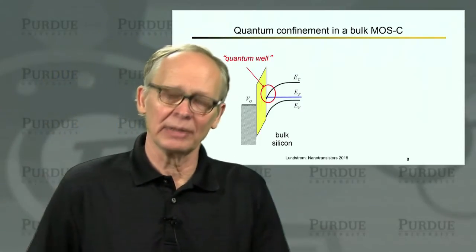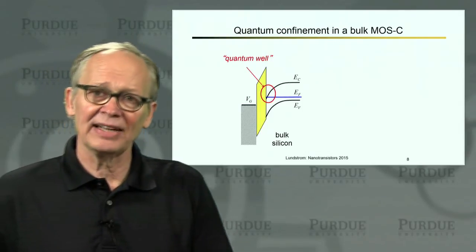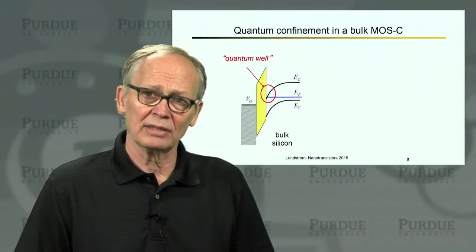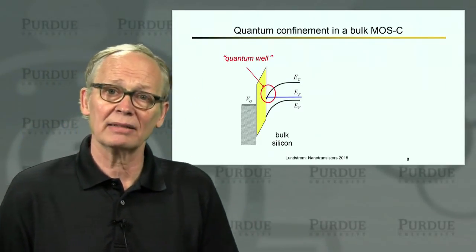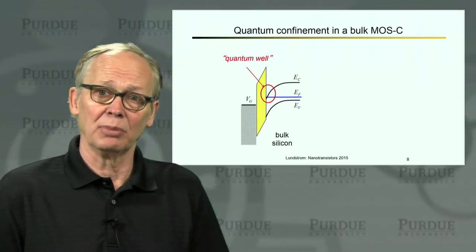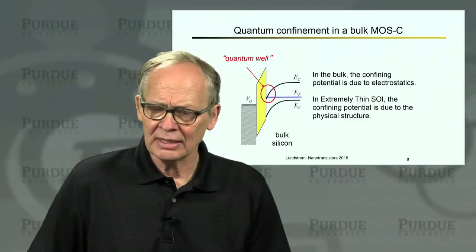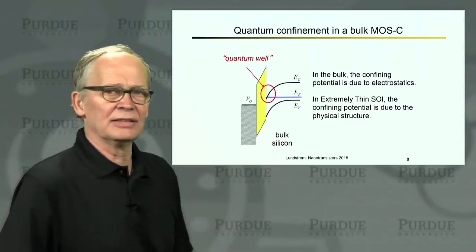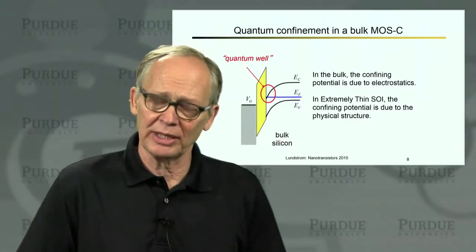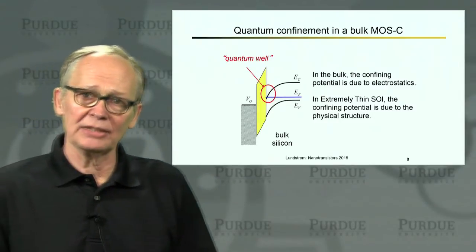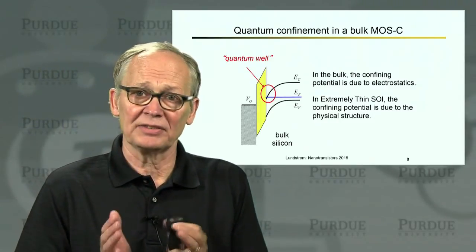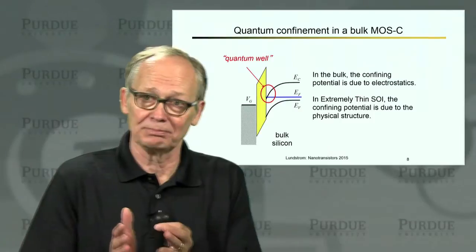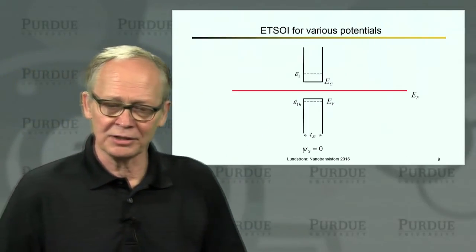And in fact, in modern MOS technology, people account for this. It affects things like the semiconductor capacitance that we talked about in the previous lecture. In order to quantitatively compute the semiconductor capacitance correctly, we need to account for quantum confinement in bulk MOS structures as well. Okay. Now, an important difference is that in the bulk, the confining well is due to the potential, due to the gate voltage that we apply. In the extremely thin SOI structures that we're talking about, the confining potential is fixed. It's just the thickness of the silicon layer.